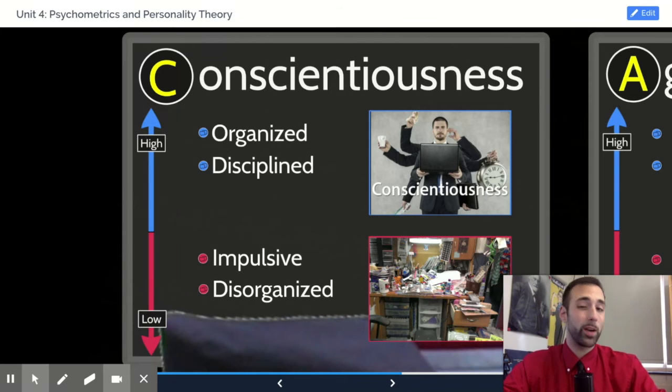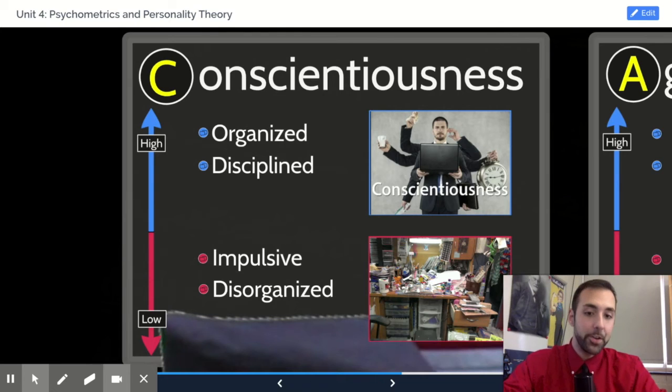Somebody that has a really organized AP Psych binder, a really organized planner, a really organized schedule, always allots time to study and do their homework. That would be somebody who's really conscientious. The other is somebody that has low conscientiousness, which might be a little bit more impulsive or disorganized.